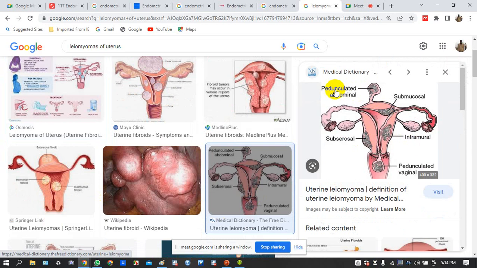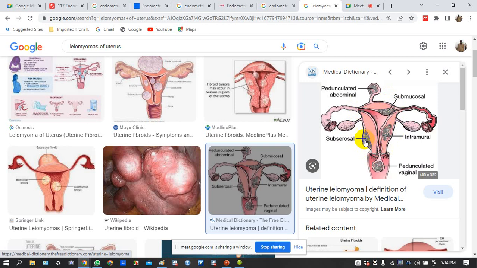We have the pedunculated abdominal fibroid. We also have submucosa. It's just lying under or within the endometrial tissue. Then we have the intramural, which is inside the myometrium. Then we also have, this is the ovary, the fimbriae are here. We have subserosa. That subserosa is the perimetrium, that's the outermost layer of the uterus.